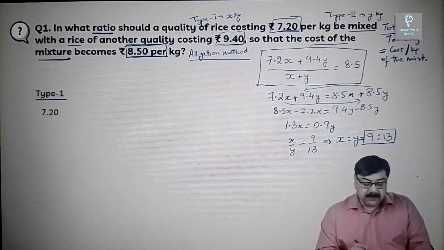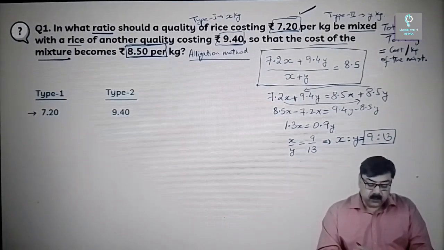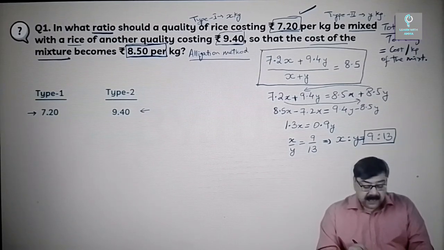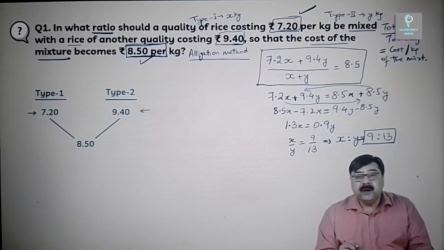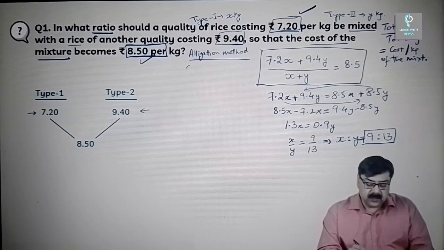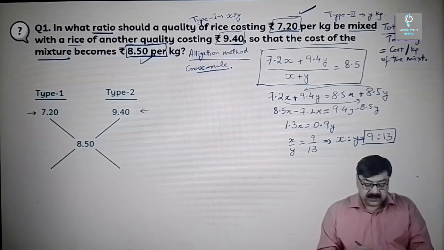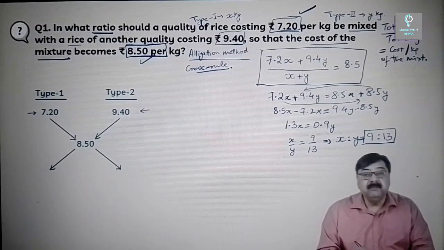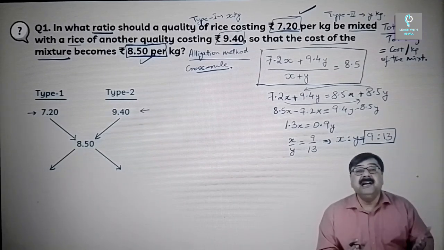Now in this, type 1 we know is costing 7.2 per kg. Type 2 we know is costing rupees 9.4 per kg, and their average cost is given to us here as rupees 8.5. So this is also known as the cross rule. So making a kind of cross, in which you will go from right top to left bottom and left top to right bottom, and we shall subtract the lesser quantity from the greater quantity.